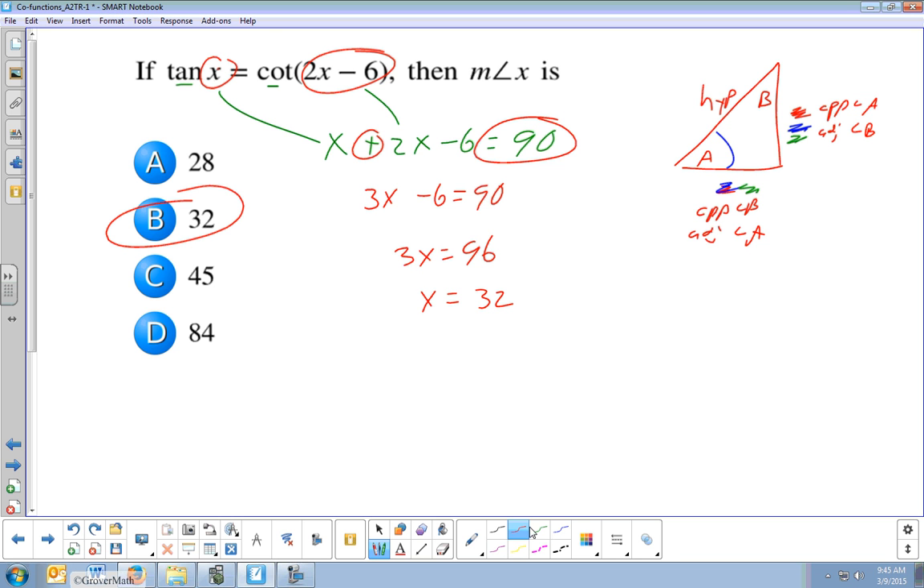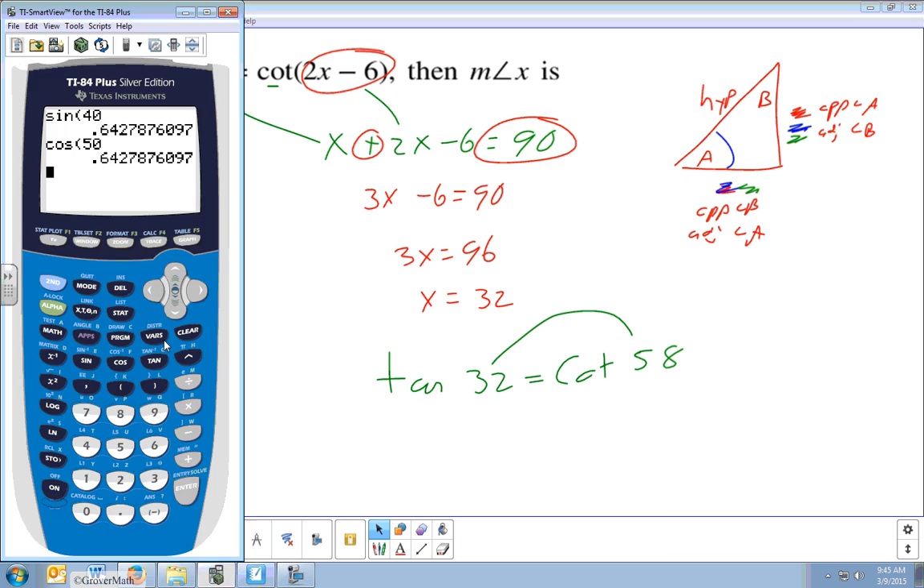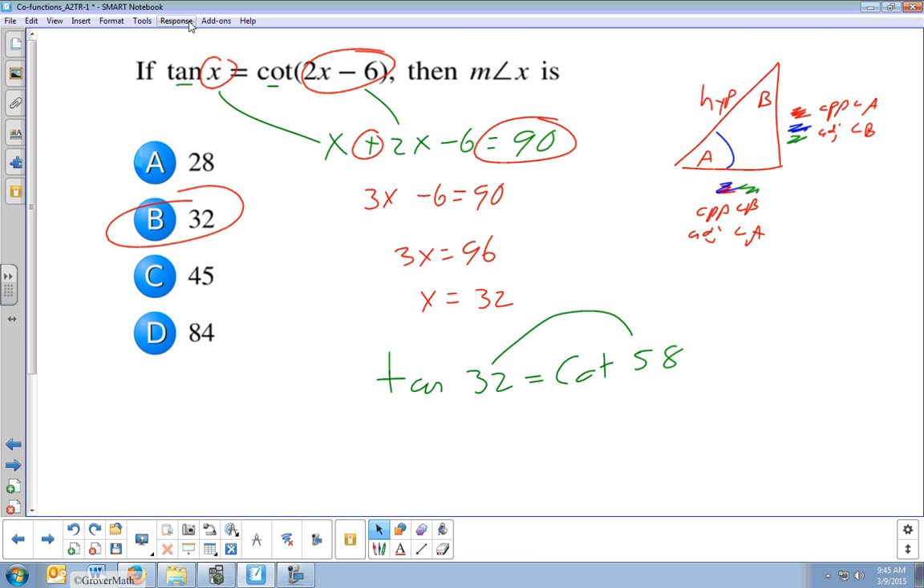You can certainly check it. Now that you know x equals 32, what we're saying is tangent 32, because that's tangent x, equals cotangent of 2 times 32, which is 64, minus 6, which is 58. And again, you can make sure that these do add to 90, that's 80, 90. But your calculator can type it in for you, so we could do tangent 32, get something, and then what we want to know is whether cotangent 58 is the same thing. Well, you do 1 divided by tangent to get cotangent, and it does indeed match. So a check is really easy.